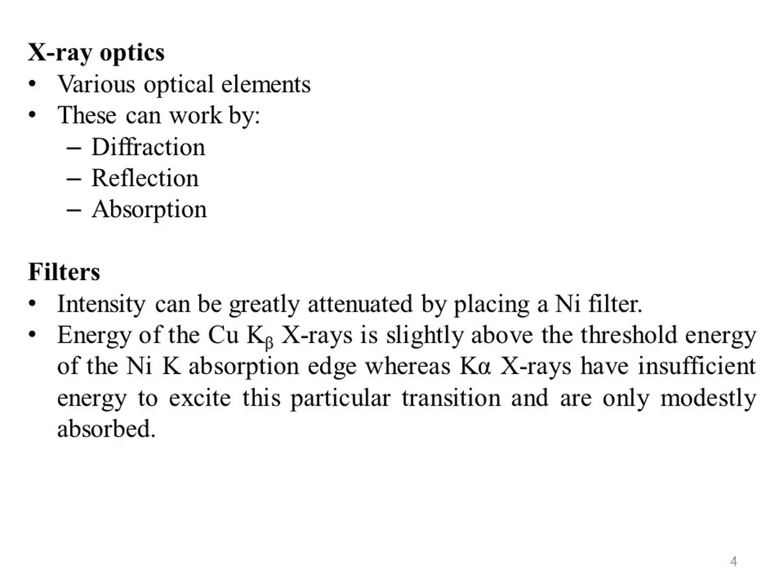The energy of the copper K beta X-rays, lambda equal to 1.392 angstrom, is slightly above the threshold energy of the nickel K absorption edge, which is lambda equal to 1.488 angstrom, which thus absorbs this wavelength strongly, whereas K alpha X-rays having lambda 1.542 angstrom have insufficient energy to excite this particular transition and are only modestly absorbed.